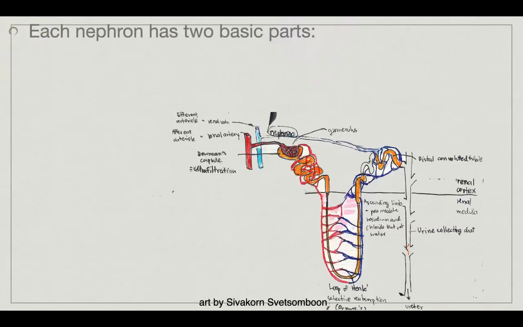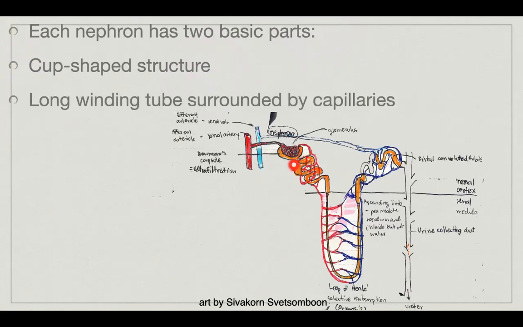Right, so you can break it down to two basic parts. The four parts that I showed you before are sub parts of these. The first part is the cup-shaped structure that's here. This is where filtration takes place. And then the rest of it, this long winding tube that you see in orange, dips down, comes back up, and then twists around and comes here. All of that is surrounded by capillaries, in red on this side, blue on that side, and then it comes back to the renal vein here.